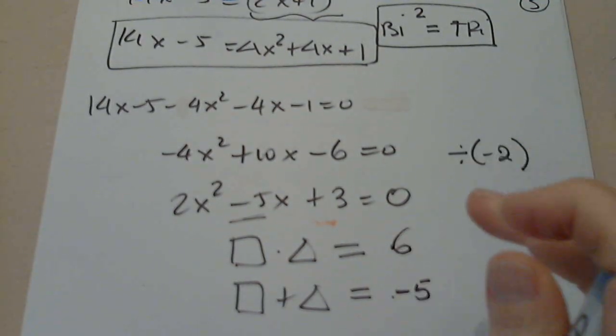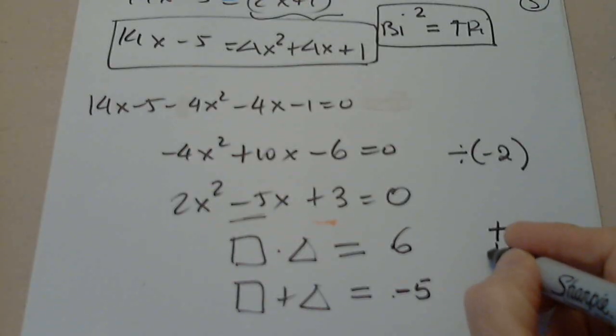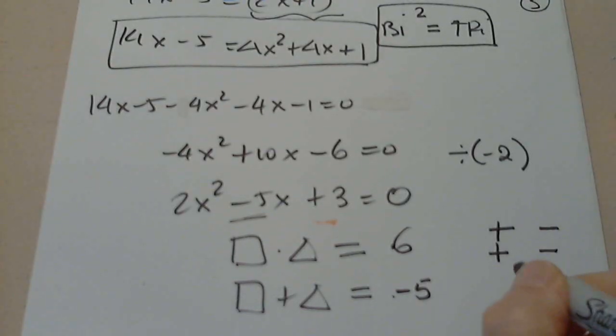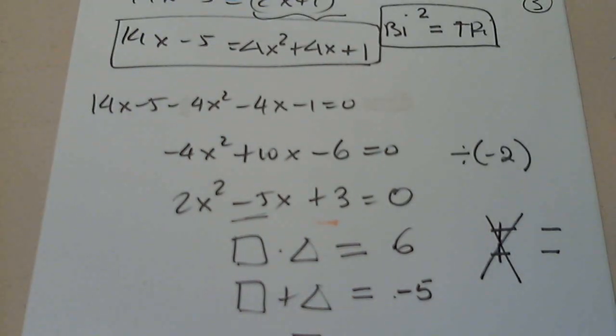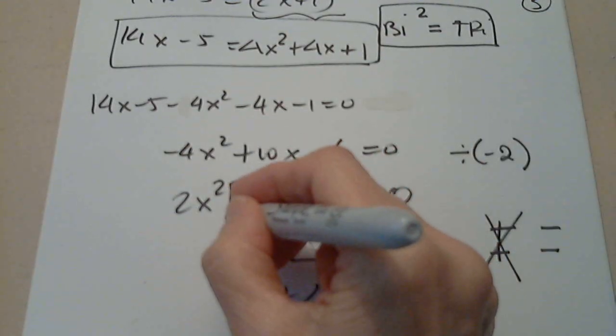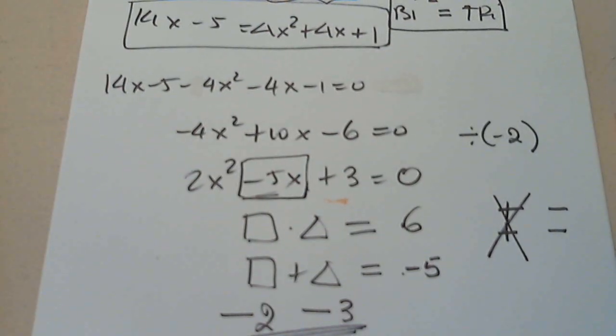Very good. Since the product is positive, we expect either 2 positives or 2 negatives. But because the sum is negative, we know both numbers have to be negative. And yes, somebody said 2 and 3, but it's -2 and it's -3. At this point, we need to replace this term using these numbers.